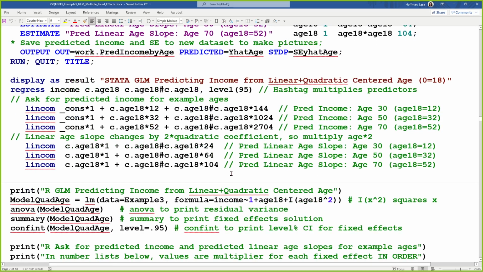Okay, any questions on the code so far? Yes? So the numbers next to the age 18 multiply age 18 over 4, it should be calculated by me? Yes. So this number is centered age squared. This number is centered age times 2. And you have to figure that out based on what age you want the prediction for. Yep.